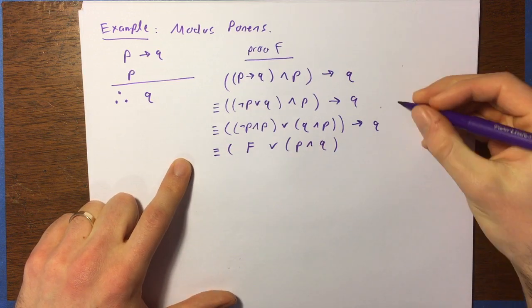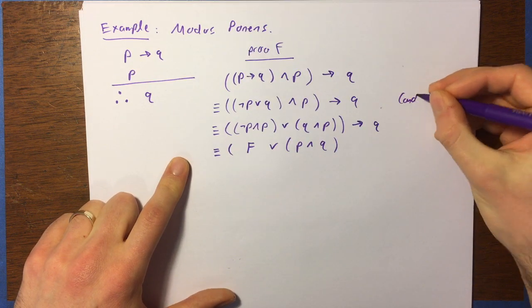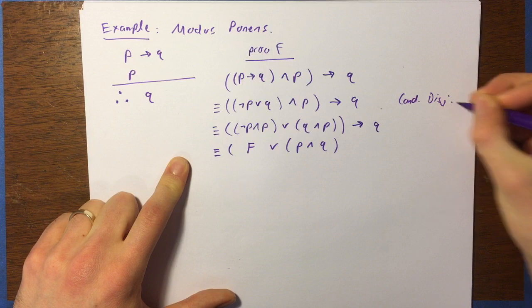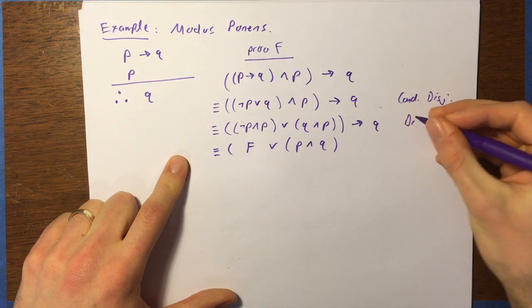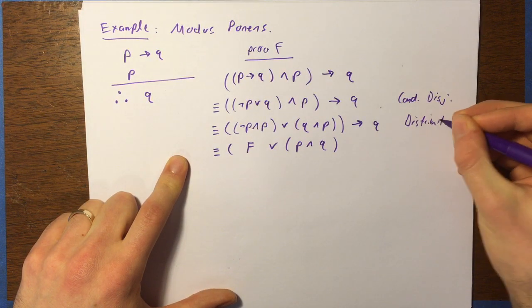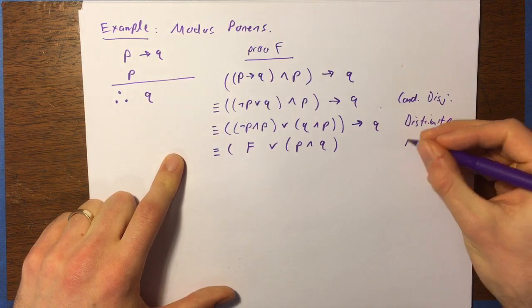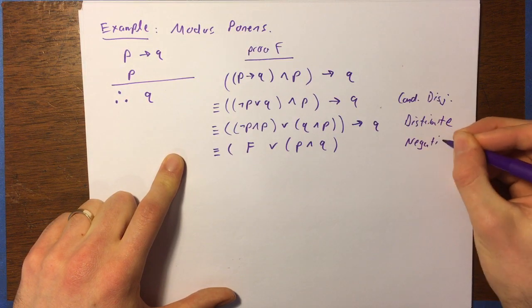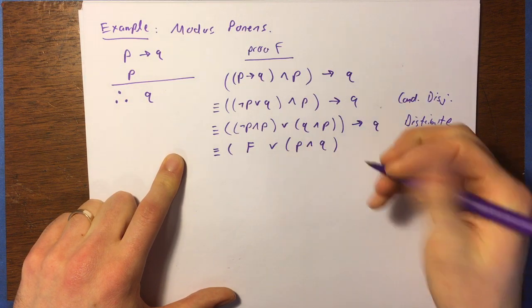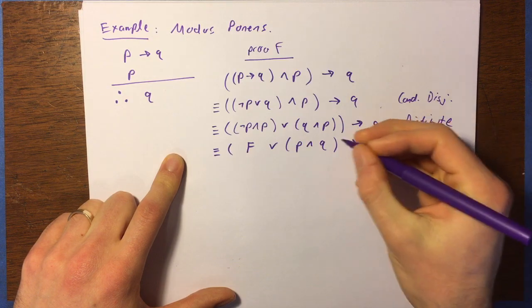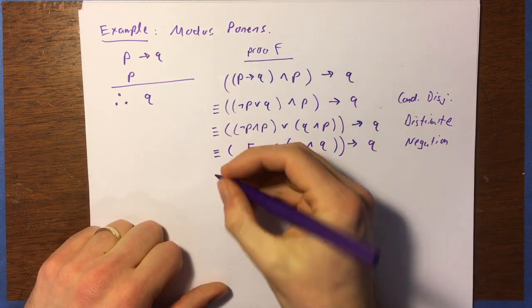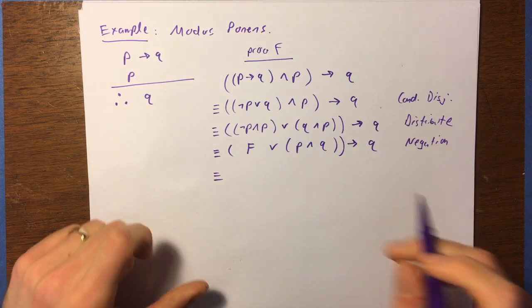Oh, I just realized I forgot to do anything here. I'm supposed to do conditional disjunction. And then this was distribute. I should be citing my rules here. And then this is a negation law. And I also use the commutative law right here, but I'm not going to cite that one. I told you don't need to cite the commutative law because it's pretty second nature.